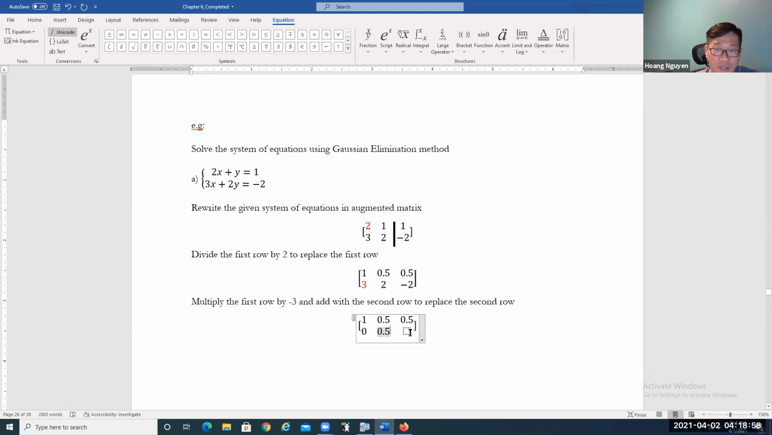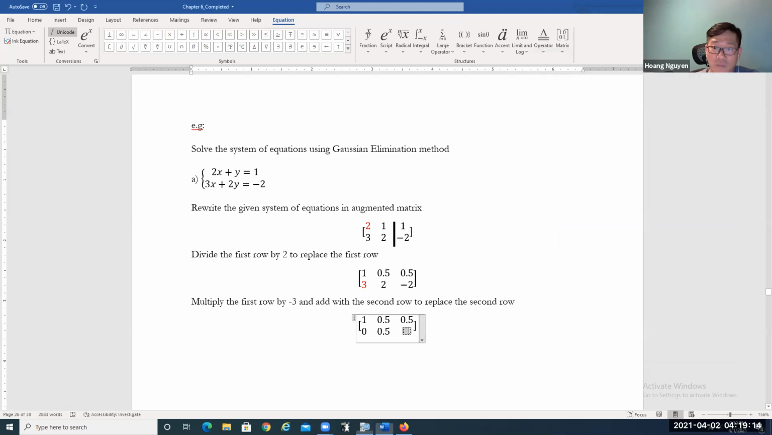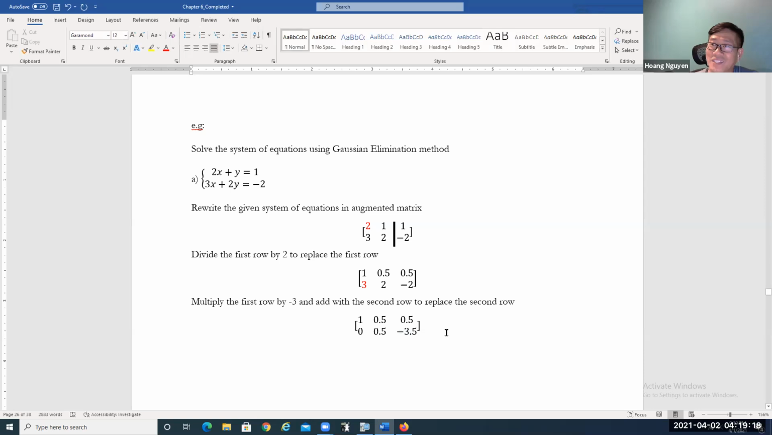And same thing over here for the third one. I'm going to take -3 times 0.5 plus -2. It's going to be -3.5. Okay. So that looks good so far, right? So we have 1 on the main diagonal and then 0 below that.